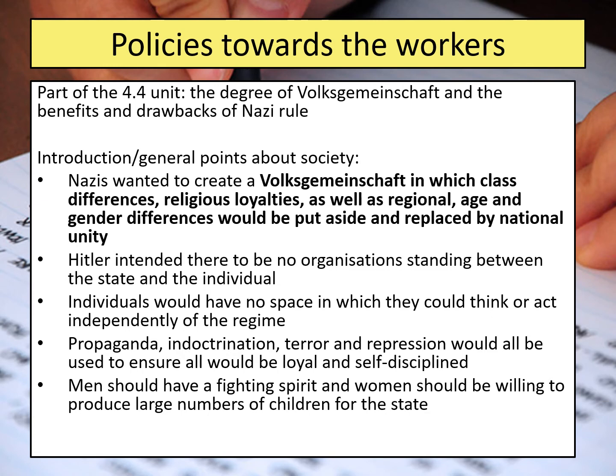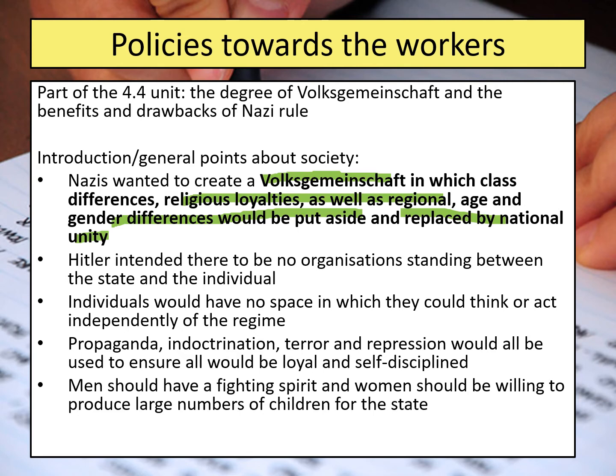So first of all, the Nazis wanted to create that Volksgemeinschaft in which class differences, religious loyalties, as well as regional, age and gender differences were put aside and replaced by national unity. Thinking about the history of Germany and how divided it had been throughout Weimar, they wanted to break down those divides and create this unified society.